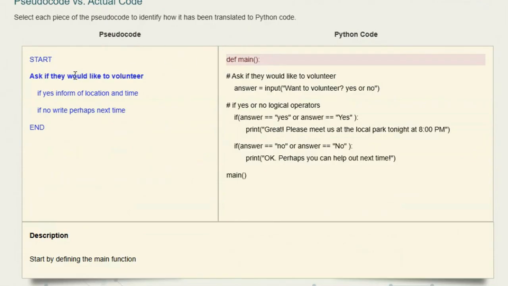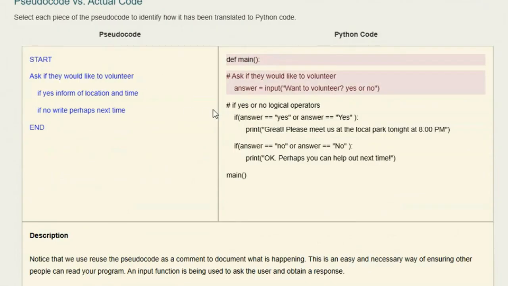Ask if they would like to volunteer. That's what the pseudocode says. So in the code, we would put a comment, ask if they'd like to volunteer, to let people know, hey, here's what this part of the program does. It asks if they'd like to volunteer. And then the Python code is answer equals input, want to volunteer, yes or no.